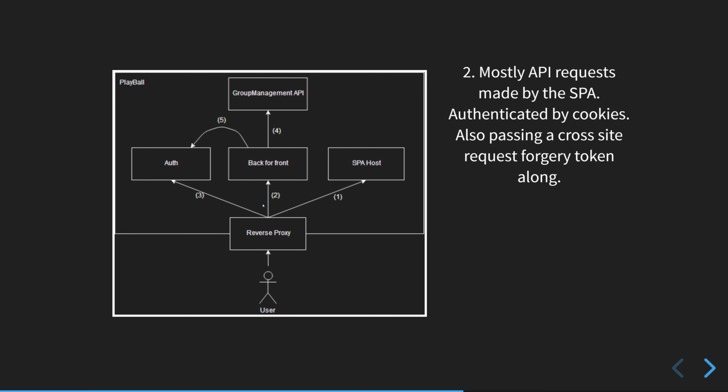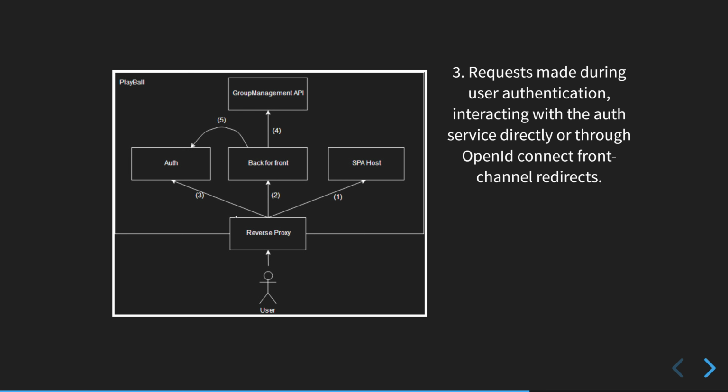And number two will be mostly API requests made by the single page application. These requests will be authenticated using cookies. So we authenticate the browser and the back for front using cookies. We'll also use, like we saw in regards to MVC and Razor pages, a cross-site request forgery token to protect against these kinds of attacks. In this case it will be a little different because we are using a single page application, but the idea is the same. We'll see how this is implemented.